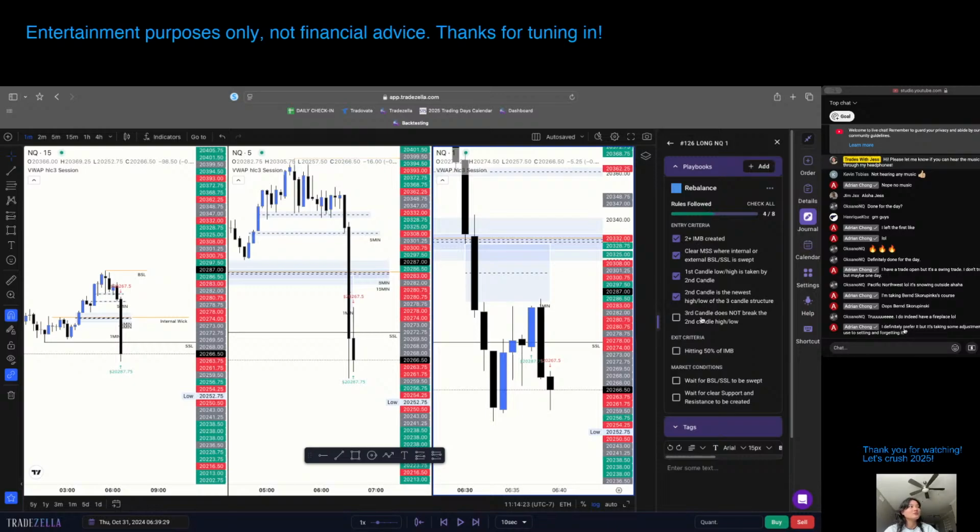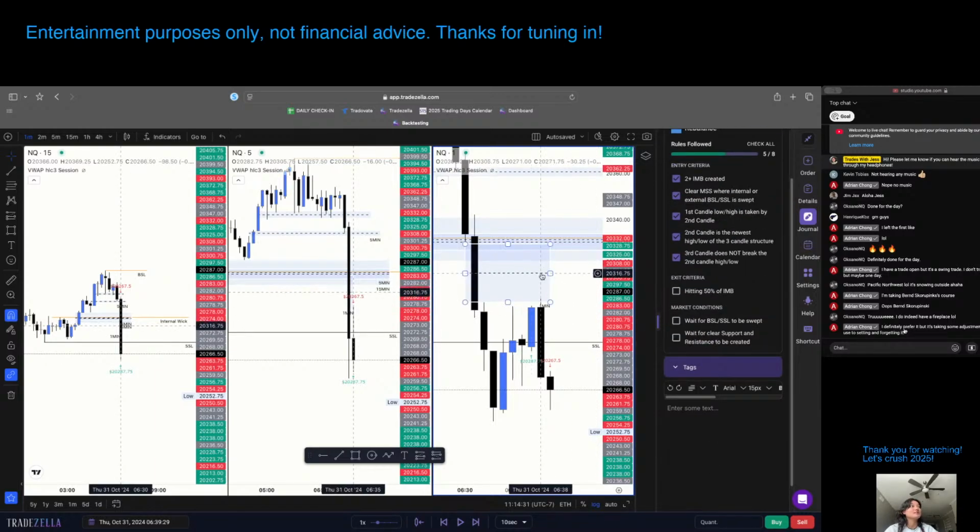The only problem is that it's the 1 minute, and I don't trade the 1 minute like that. Third candle does not break the second low, correct. Did not hit 50%, so I didn't even exit, and plus even put it below. That's what I was talking about too. Maybe my stop was also not in a good place.